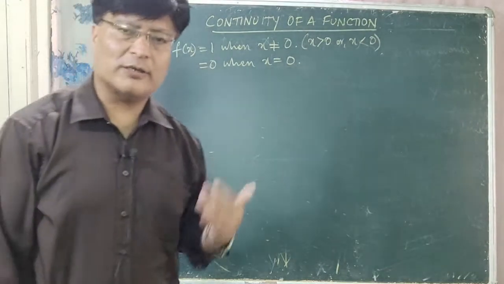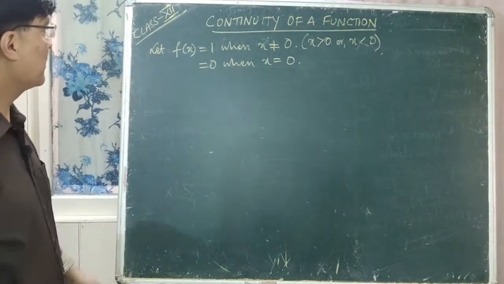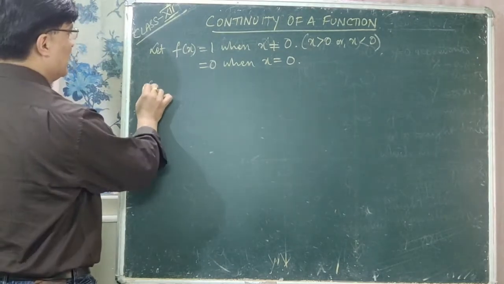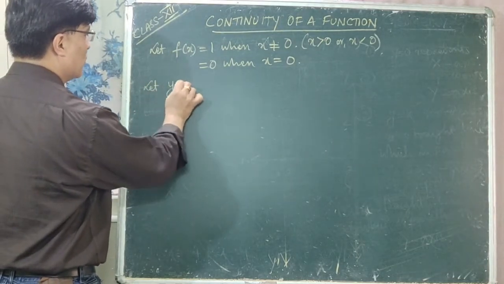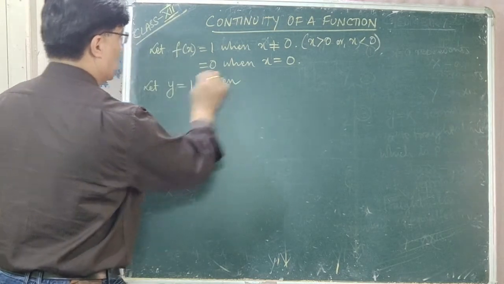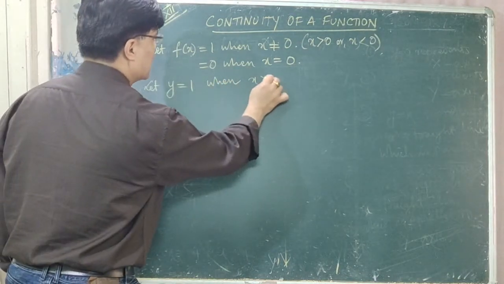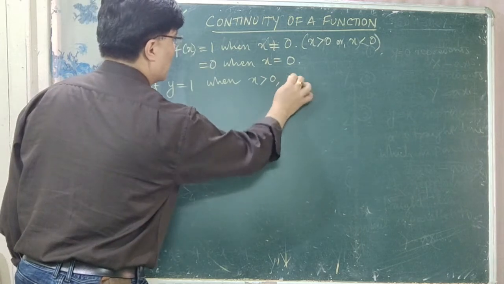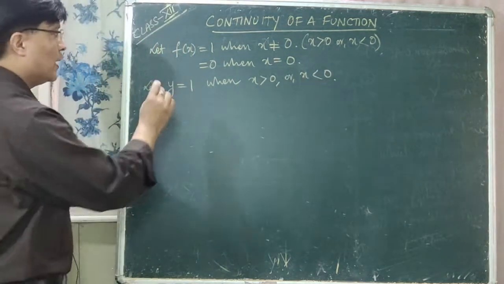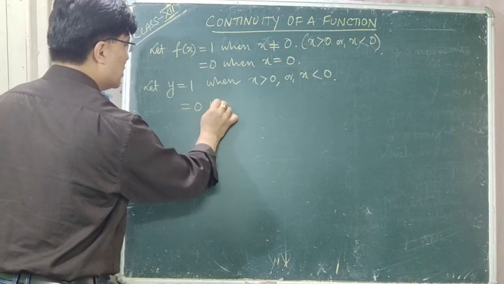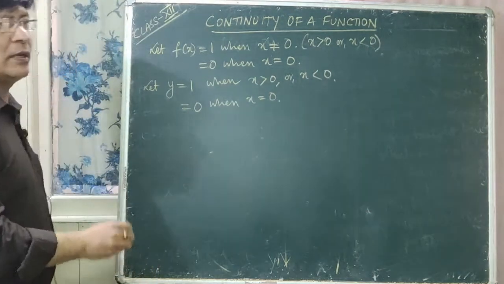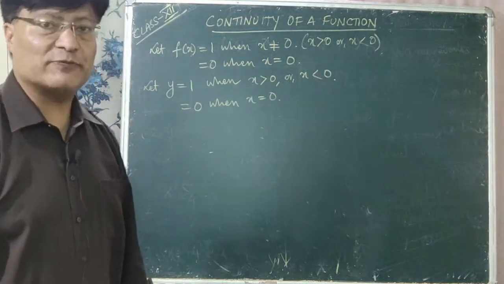Now let us draw the graph of this function. So this f of x can be written as y. Let y is equal to 1 when x is greater than 0 or x is less than 0, and it is exactly equal to 0 when x is equal to 0. Now let us draw the graph of this function.